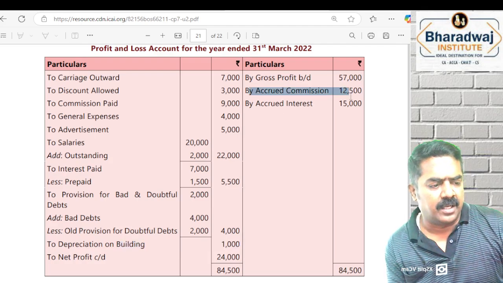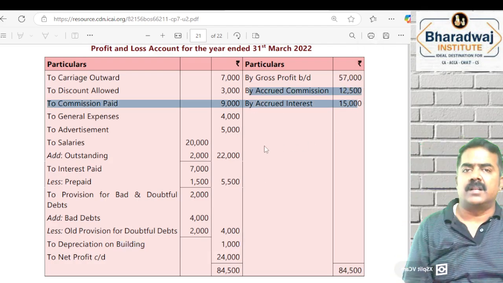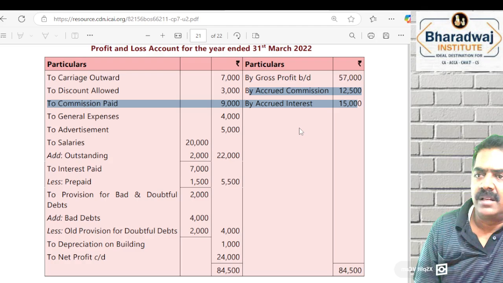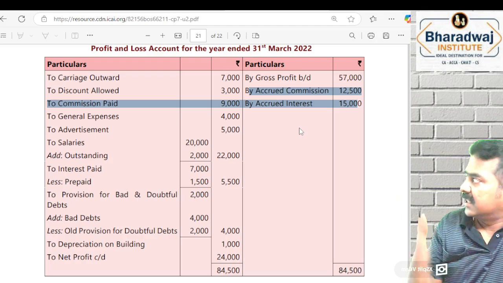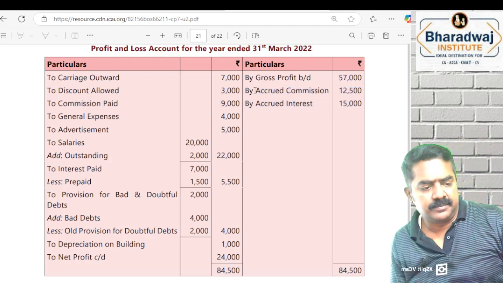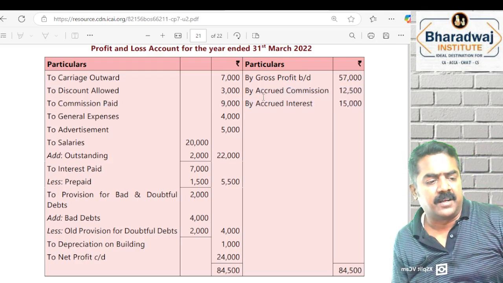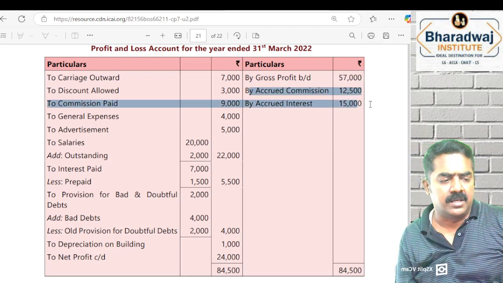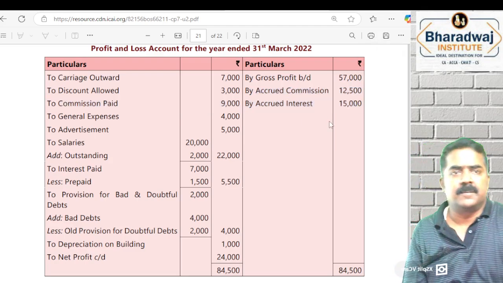The commission and accrued interest is not given in the trial balance. That is given in the adjustment. Income receive பண்ணல, it will come in balance sheet also. This accrued commission and accrued interest will come as what? Asset in the balance sheet.